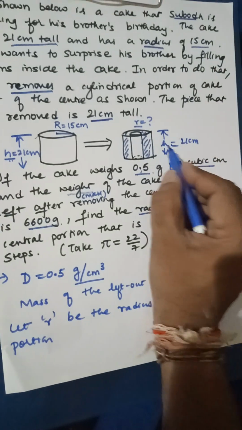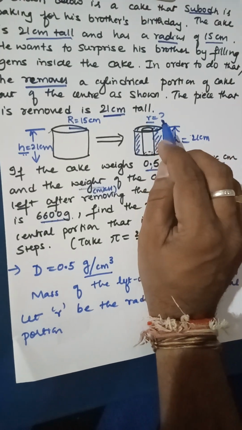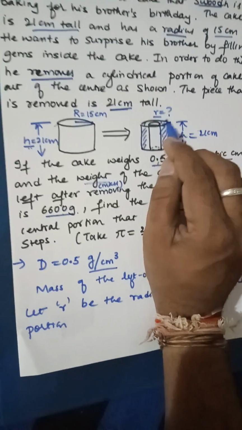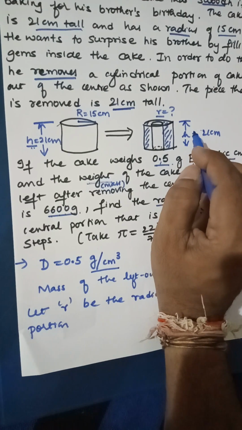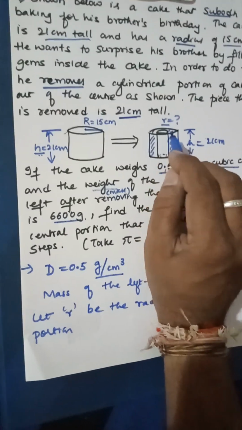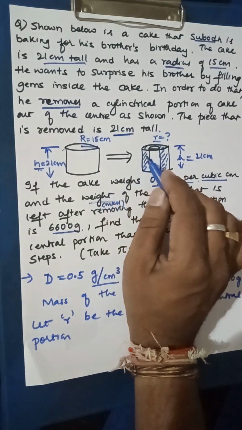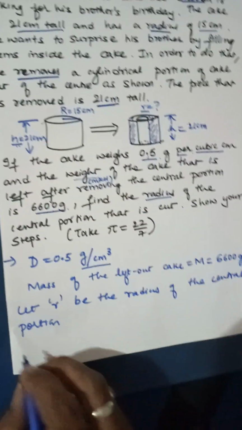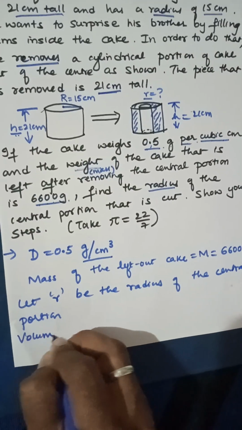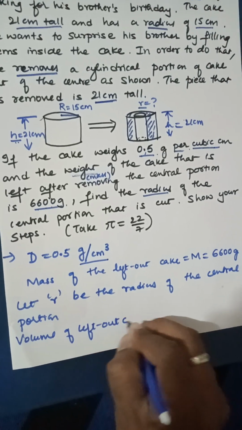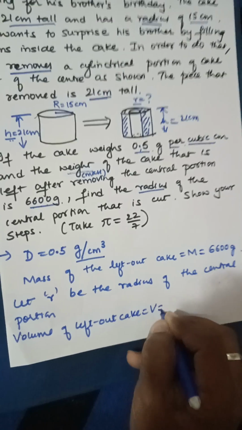See, here they are talking about height, they are talking about radius. This height and radius have a mathematical relationship in volume of a cylinder formula. Why am I talking about cylinder? It is clearly seen that the cake is cylindrical in shape. So volume of left out cake is equal to, I'll take it as V.